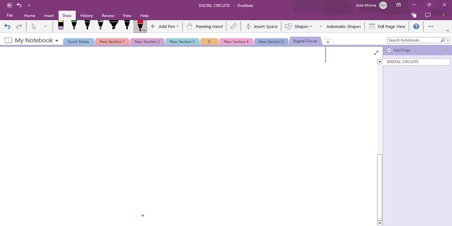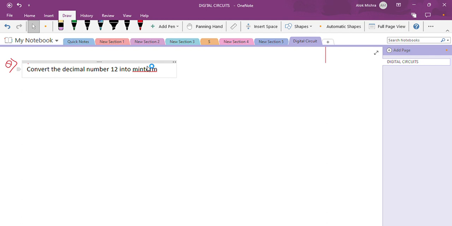Giving you one question: convert the decimal number 12 into minterm. Tell me the answer. Convert the decimal number 12 into minterm. A, B, C bar, D bar.